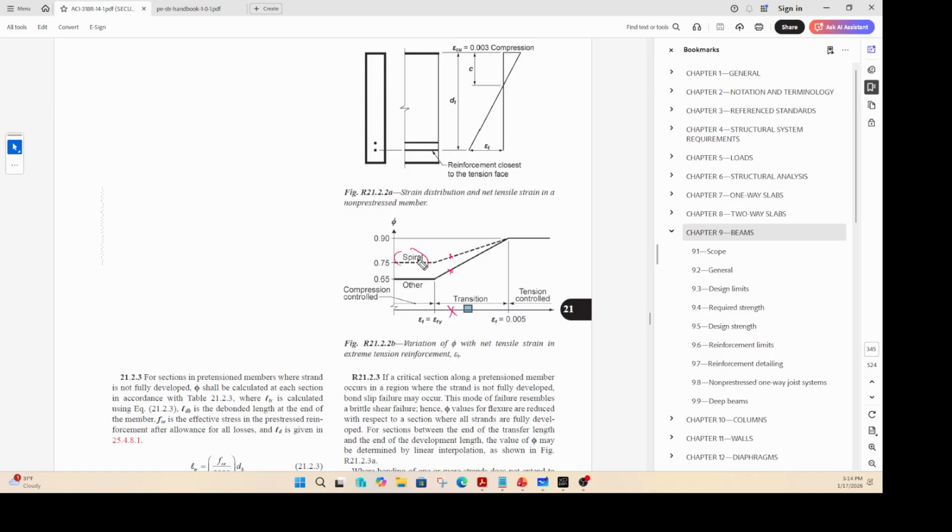If you have spiral reinforcement, you go to the dotted line. If you don't have spiral reinforcement and you just have regular ties or hoops, then you are going to stick with this line here. Okay, now there are different zones.